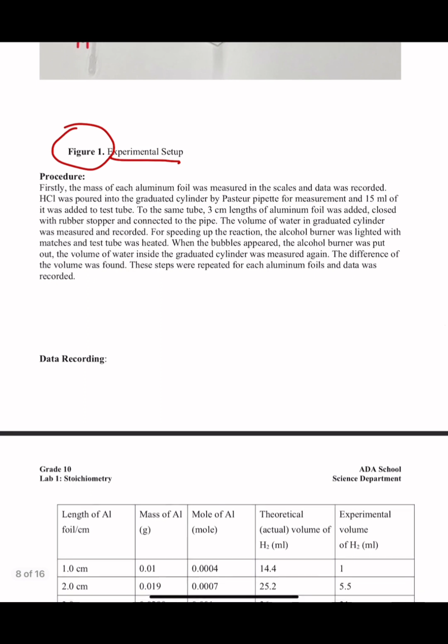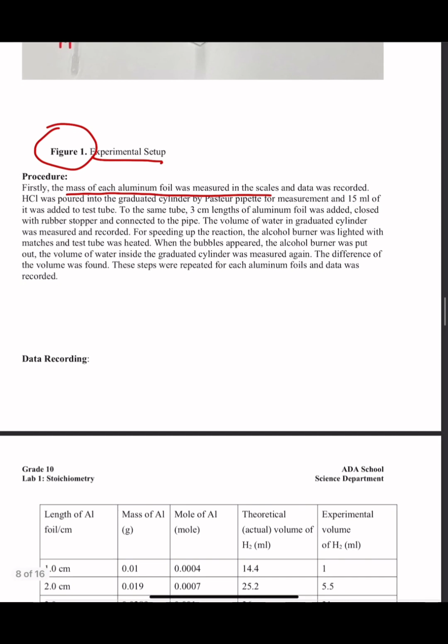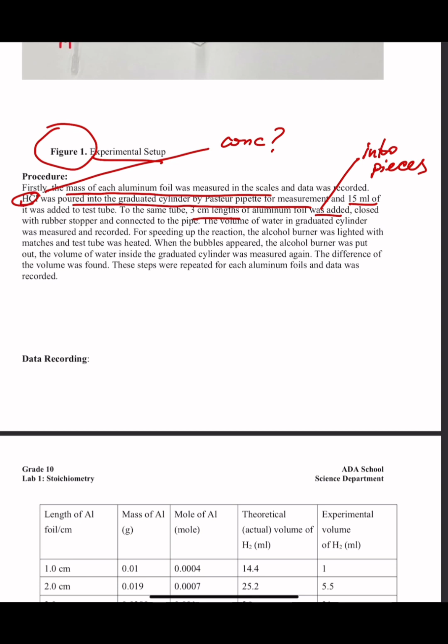Now it's here, they went, firstly the mass of each aluminum foil was measured on a scale, data was recorded. HCl was poured into a graduated cylinder, and then 50 milliliters of hydrochloric acid. Again, the concentration is missing. Concentration is not given. And then 3 centimeter length was added, and you need to cut aluminum into pieces. It's also forgotten. We did that. And then the volume of water in the graduated cylinder was measured, recorded, okay, for speeding up the reaction.